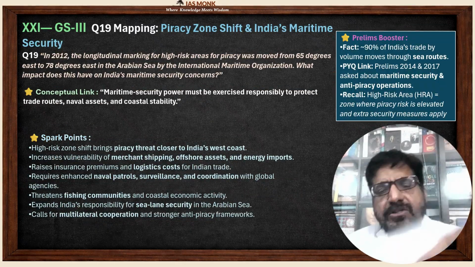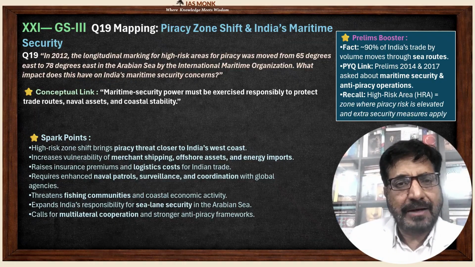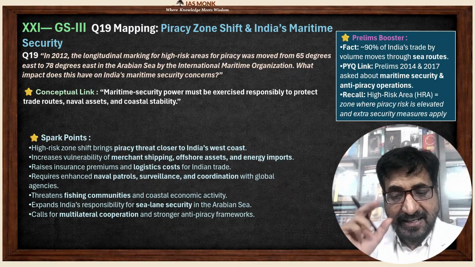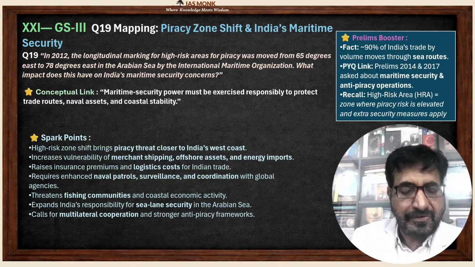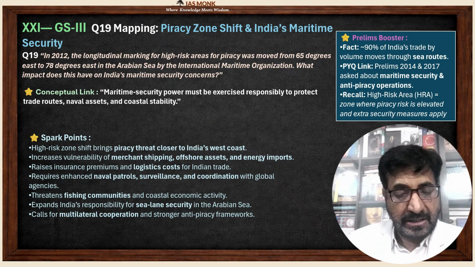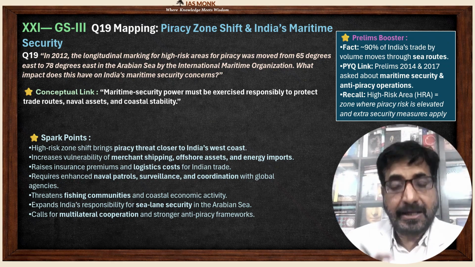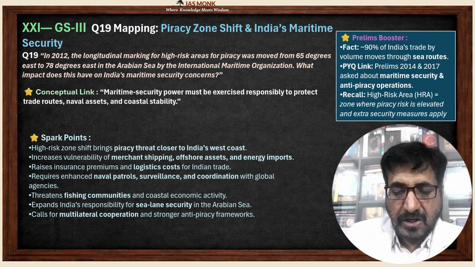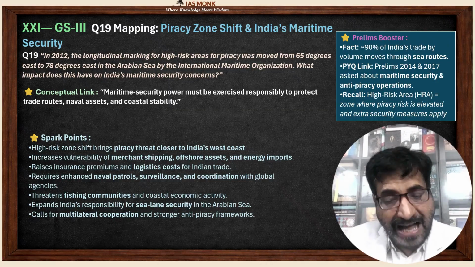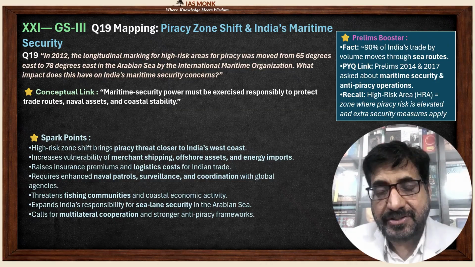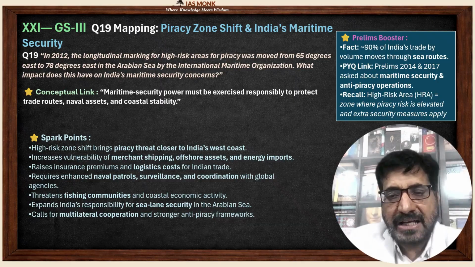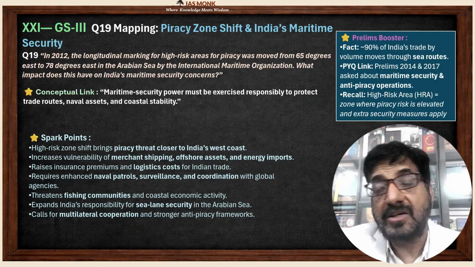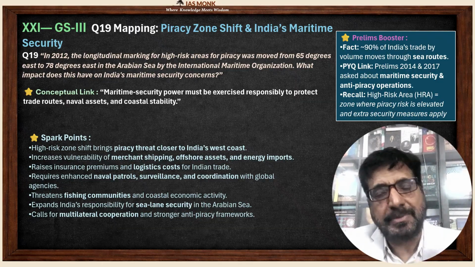Okay, moving on to the next question, question number 19. In 2012, the longitudinal marking of high-risk areas for piracy was moved from 65 degrees east to 75 degrees east in the Arabian Sea. So it is expanded by the International Maritime Organization. What impact does this have on India's maritime security concerns? So you must be knowing where India is located, the longitudes and latitudes, all that you should go through. I'll deal with all those things for prelims separately.